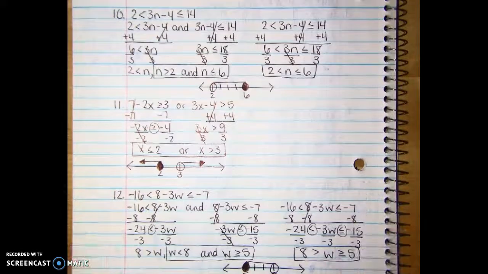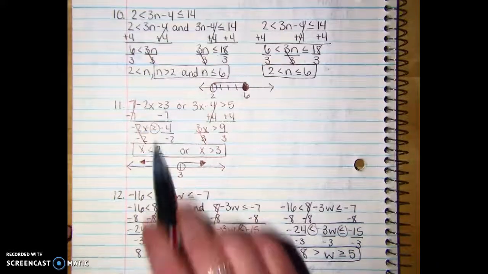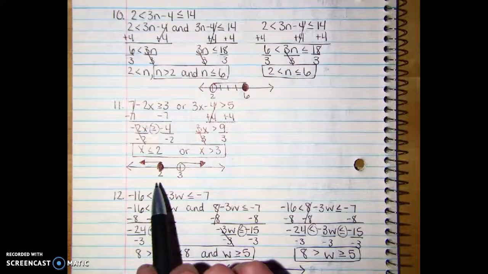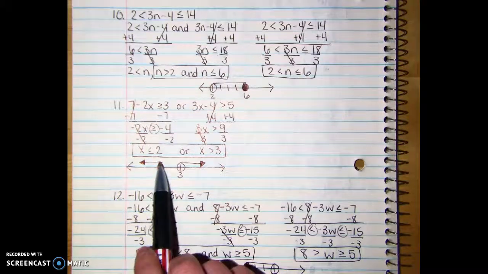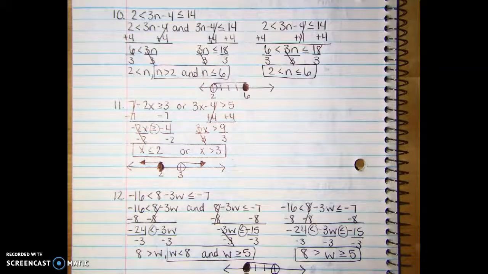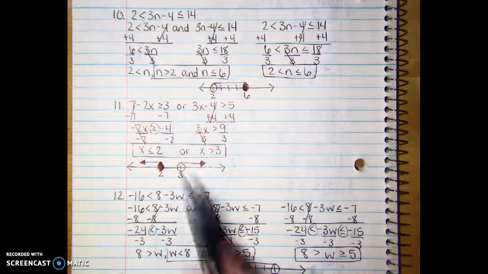Okay, 11 was an or problem. You did have to flip the sign on this one to get x is less than or equal to 2. If you didn't flip the sign, you probably had both your arrows going towards the right, and that would be incorrect. Make sure you have or.